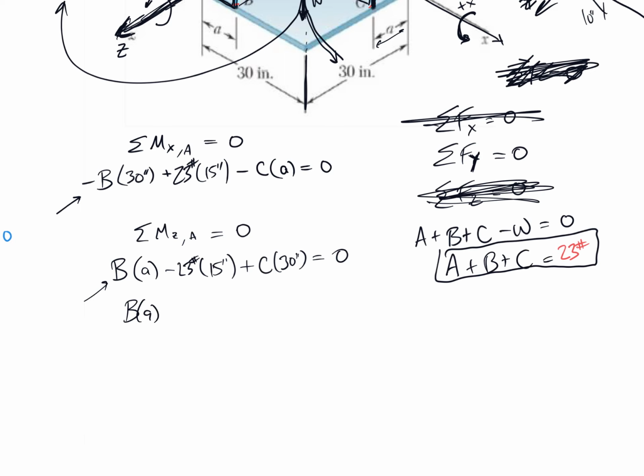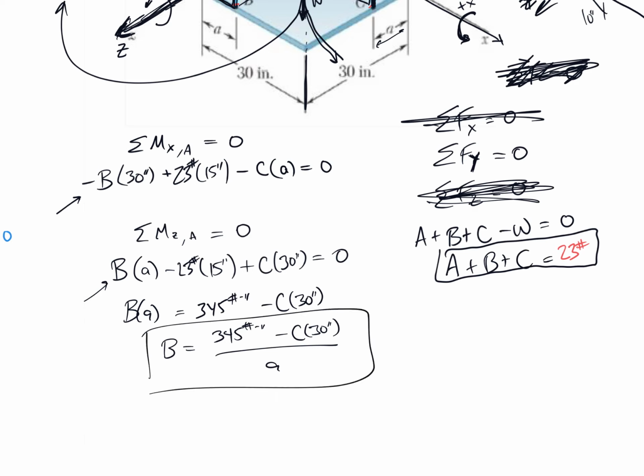B times A equals 23 times 15. Quick, in your head, what is that? I don't know. 23 times 15 is 345, so 345 pound inches. I don't know if that's legal, but you know what I mean. Minus C times 30 inches. So B equals 345 pound inches minus C times 30 inches, divided by A. That's B, and I'm going to plug that back into this equation up here.